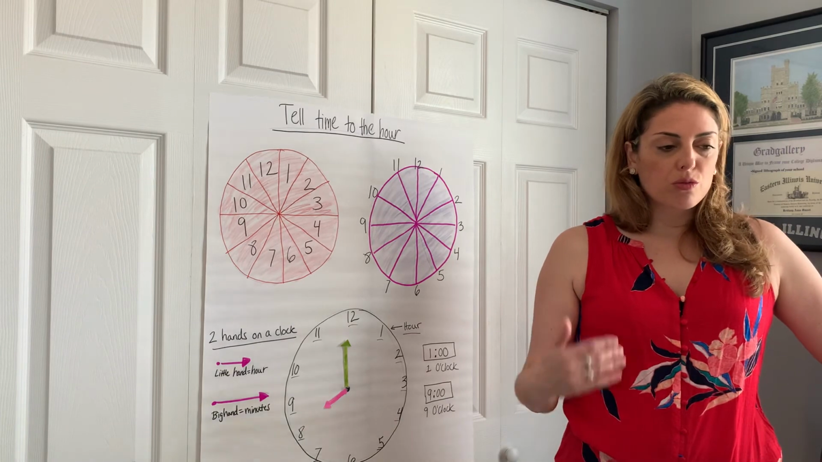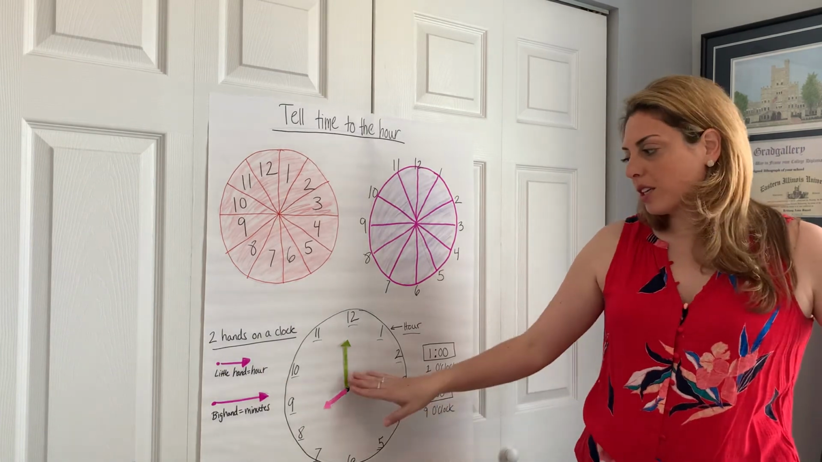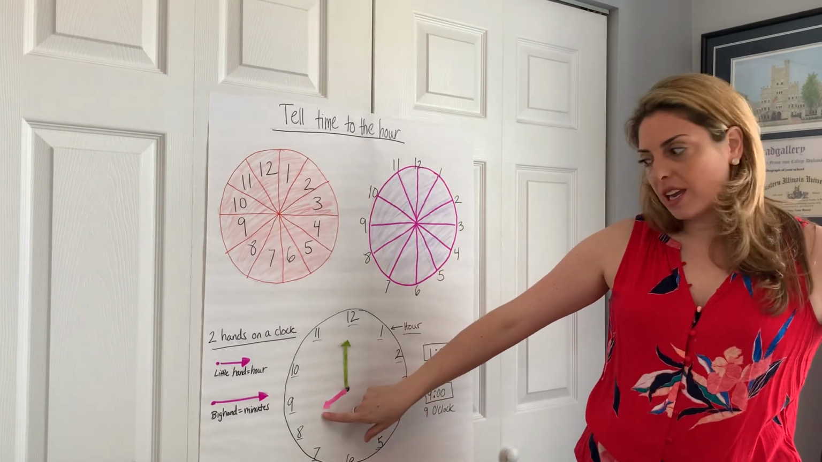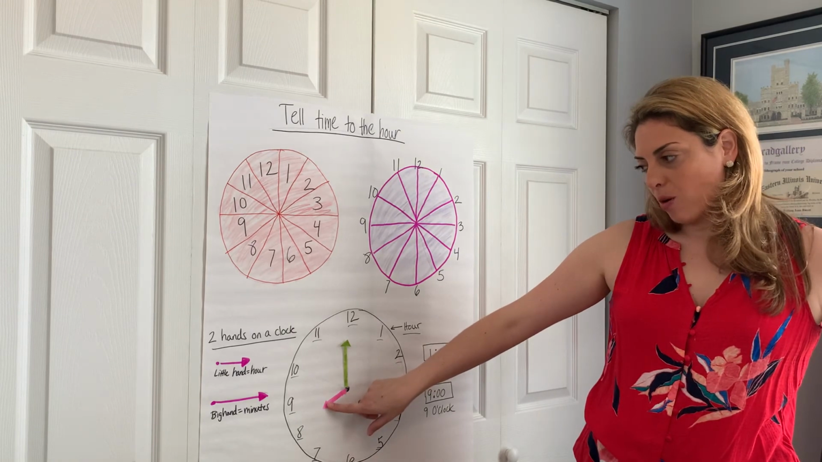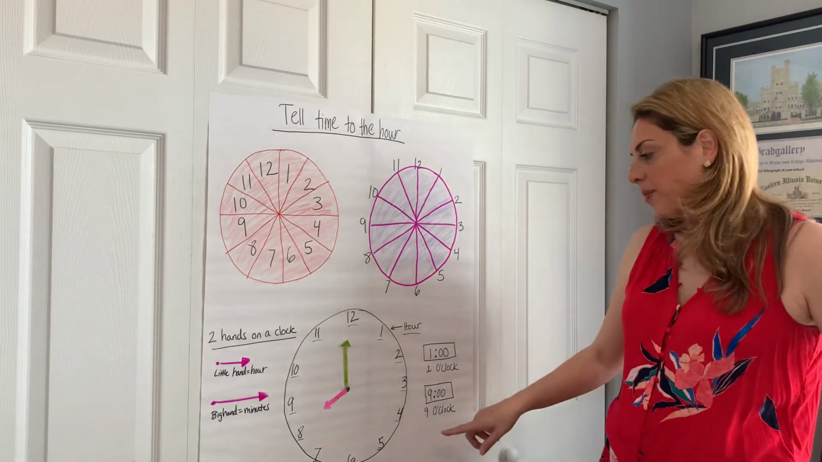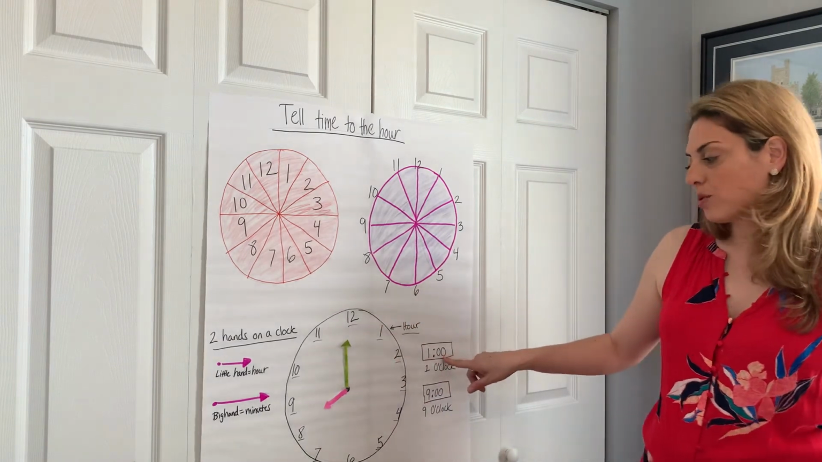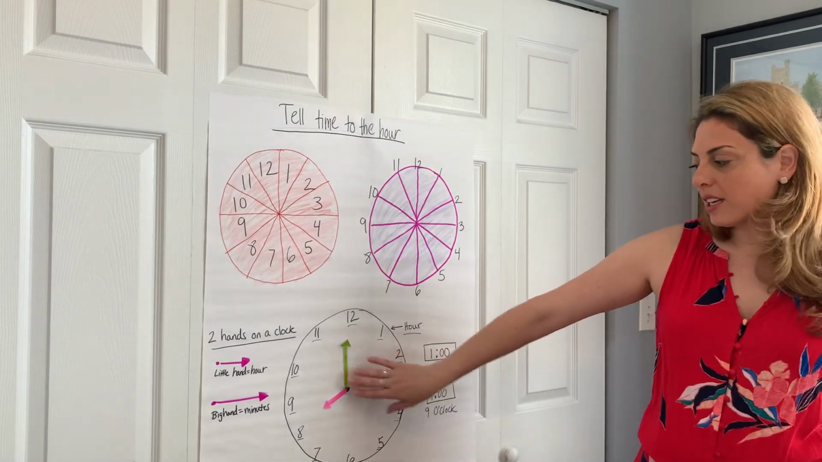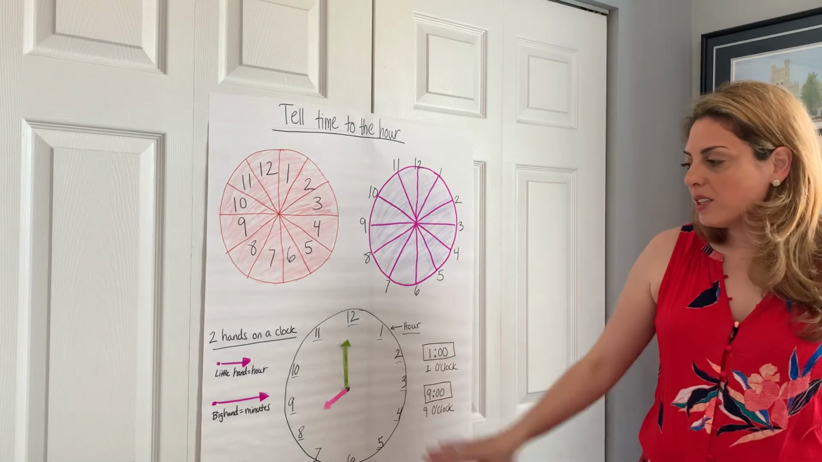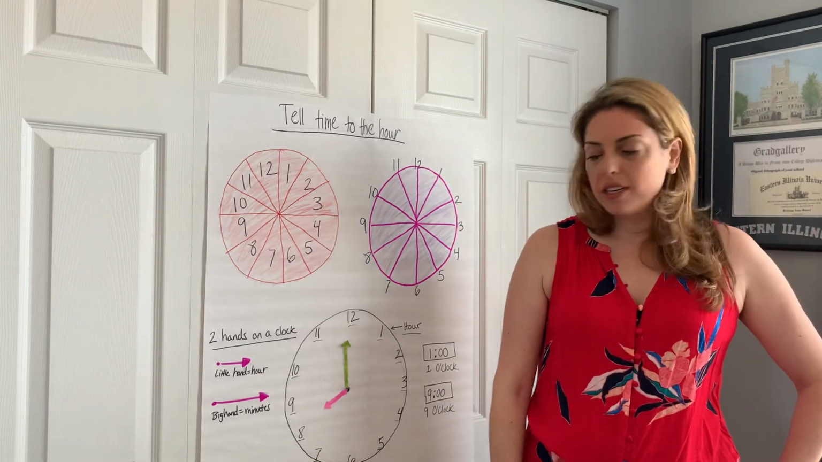So make sure that when you're doing your homework, look to see where the little hand is pointing to. That tells us the hour. That's the little hand. And where is the big hand pointing to? If it's on the 12, that tells us it's 0, 0 o'clock, just like it has on our digital. So I want you to keep those things in mind.